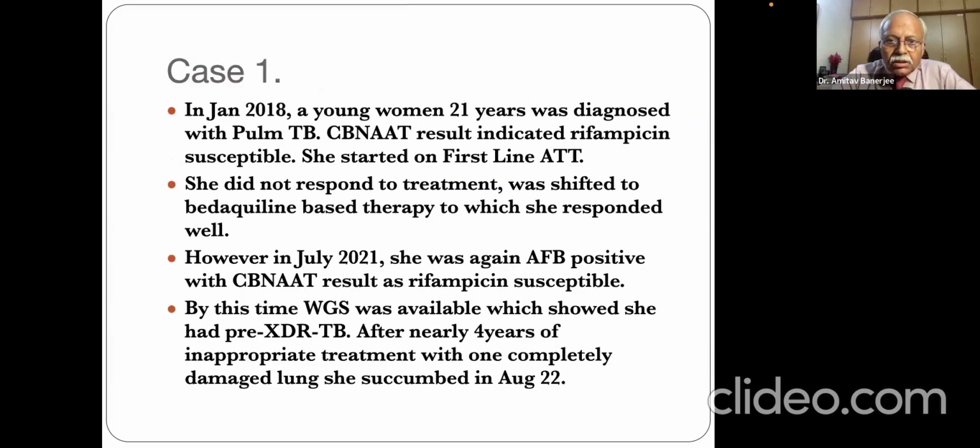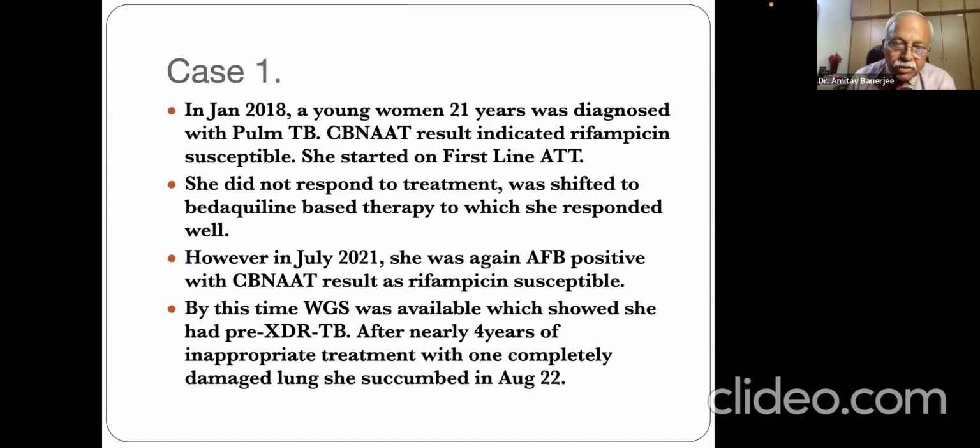The first case is of a young girl, 21 years old, diagnosed in January 2018 with tuberculosis. CB-NAT results indicated rifampicin susceptible. You see, this can also mislead. CB-NAT indicated that the girl is susceptible, there is no rifampicin resistance. And then you assume that she can be given first-line drugs. It is not MDR. So therefore, she was put on first-line ATT. She did not respond to treatment, and was shifted to bedaquiline-based therapy, to which she responded well. You see, again, you are hitting in the dark.